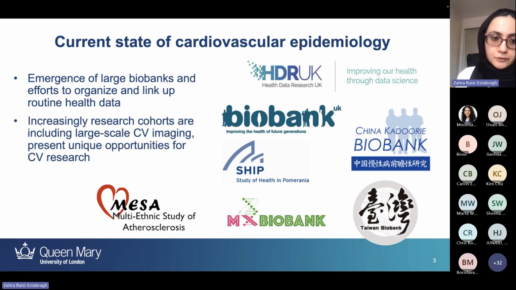Many of these research cohorts, as well as having detailed information about environmental exposures and clinical outcomes, are starting to incorporate large-scale cardiovascular imaging. For example, the UK Biobank, the SHIP study in Germany, and MESA all have large-scale cardiovascular MRI data as part of the resource. And this information to this scale has never been available to us before, and so presents unique and new opportunities for cardiovascular research.